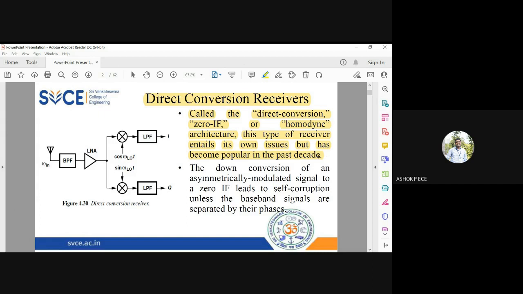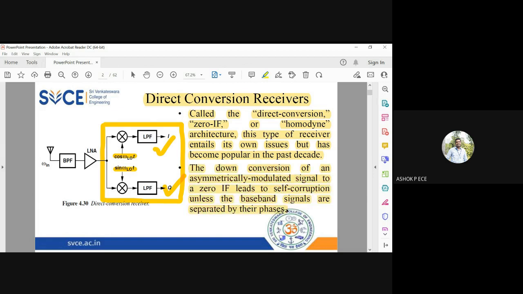So whatever mixer circuit we have used for zero IF, I'm going to replace that here. I'm going to have in-phase and quadrature phase. So you will have two versions of the same LO signal which differ by a 90-degree phase shift. In one path, you use sine, and in another path, I'm going to use cos. The down conversion of an asymmetrically modulated zero IF signal will lead to self-corruption.